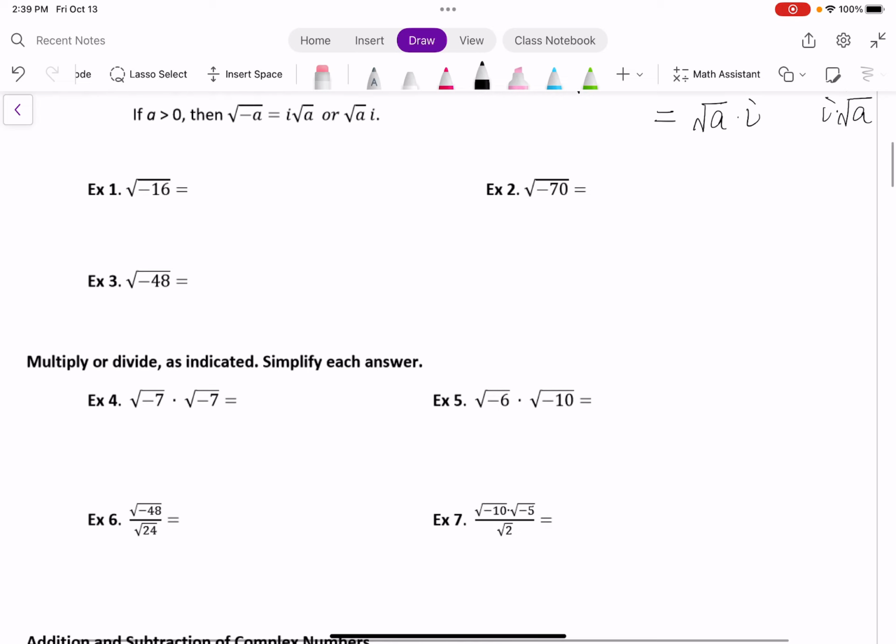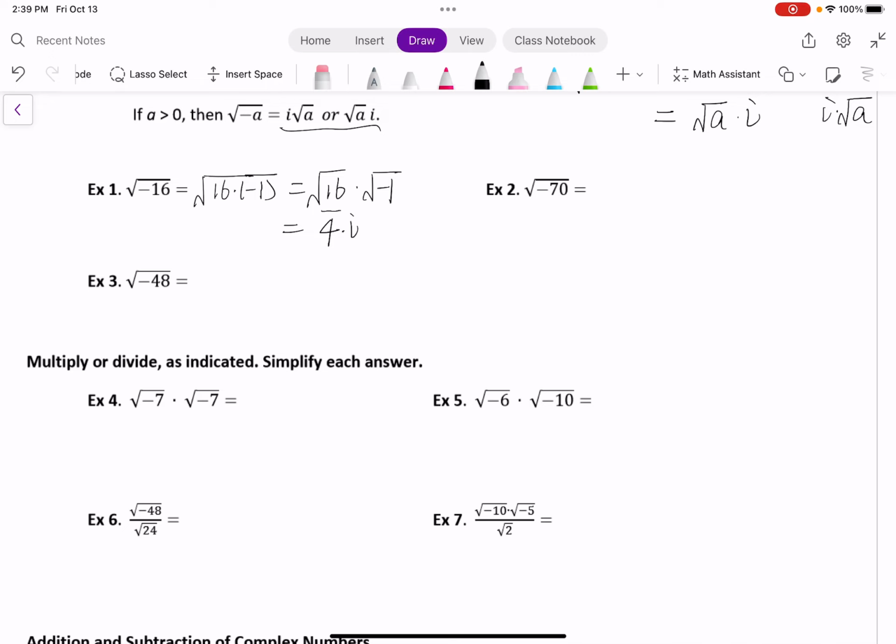Let's see the first example: the square root of -16. Using the formula, I can separate it into i times the square root of 16. Or you can do this step by step. -16 equals 16 times -1. Separate the two factors: the square root of 16 and the square root of -1. The second part is i, and the first part is 4. So 4i is the solution.